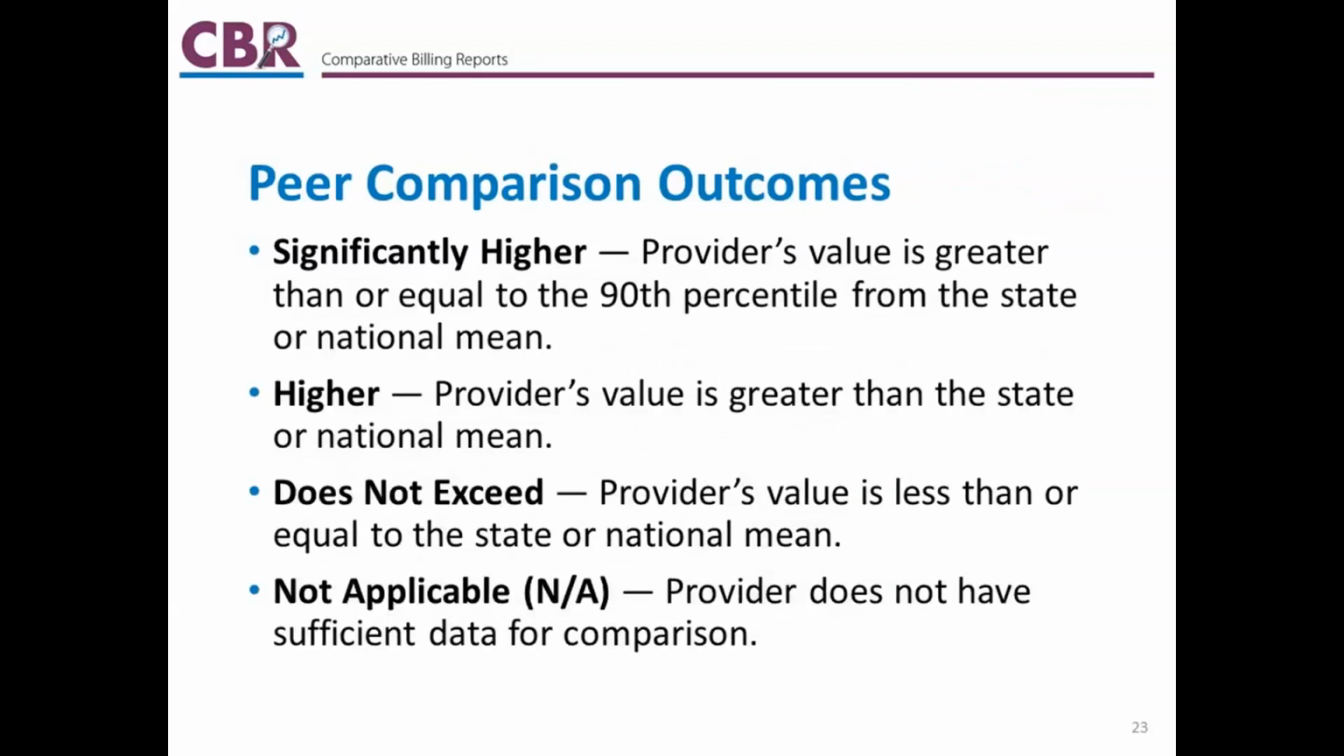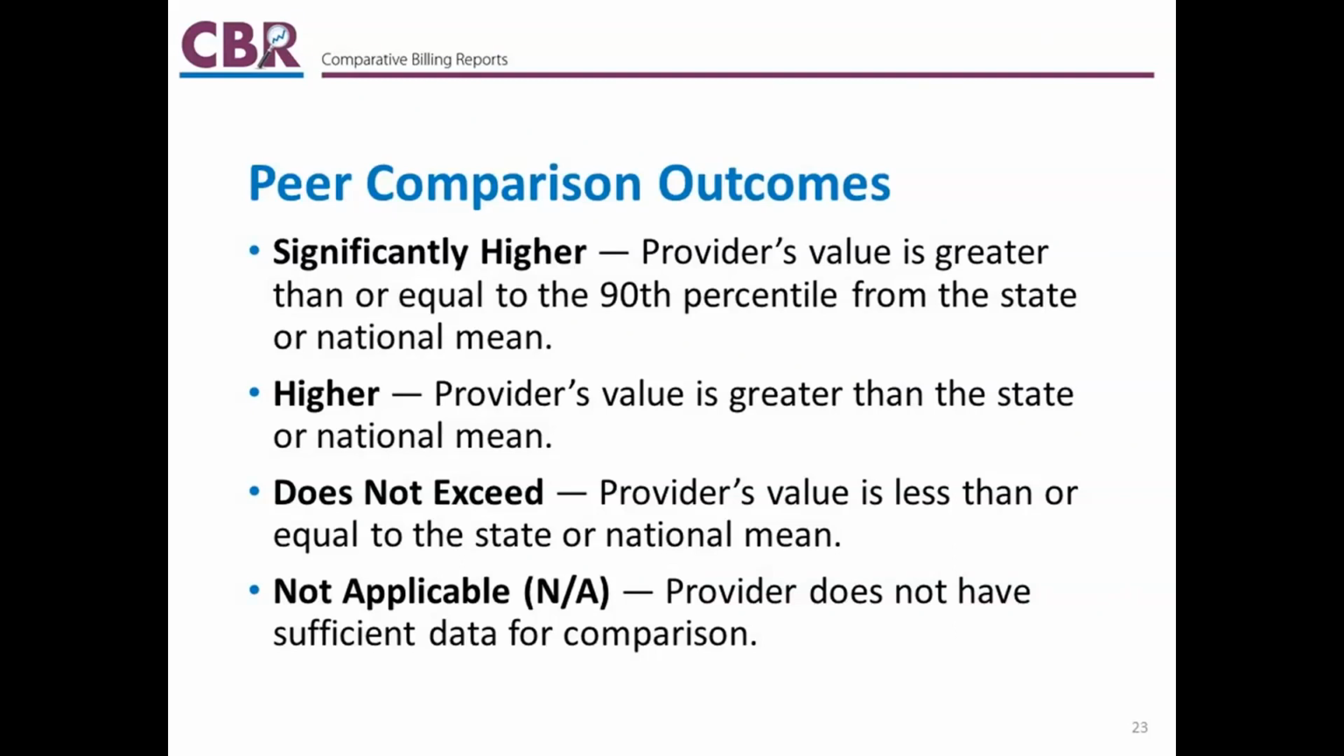All 4 outcomes are listed here. These outcomes are the basis of the comparisons made regarding the provider's billing patterns and those of their peers. The 4 outcomes that can come of each metric analysis are significantly higher, which means the provider's value is greater than or equal to the 90th percentile from the state or national mean. Higher, which means the provider's value is greater than the state or national mean. Does not exceed, which means the provider's value is less than or equal to the state or national mean. And then not applicable means that the provider does not have sufficient data for comparison.